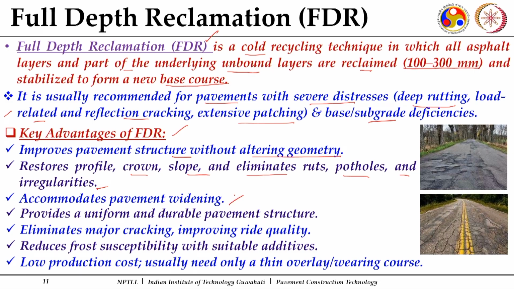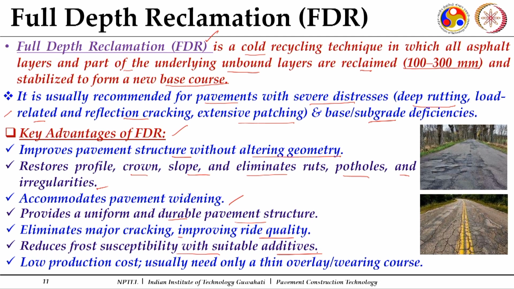It accommodates pavement widening. This is another concern, because when you are widening, you are going to match the existing one with the widened one. So, you may require that your unbound or bound base courses come up in profile of the widening one as well as the existing one. So, in that case you need to strengthen the existing one, and full depth reclamation can be a good option. It provides a uniform and durable pavement structure, because this is a controlled process. So, you get a good uniform strengthened base course. It eliminates major cracking, improving ride quality.